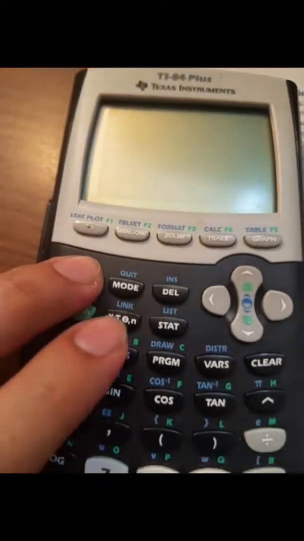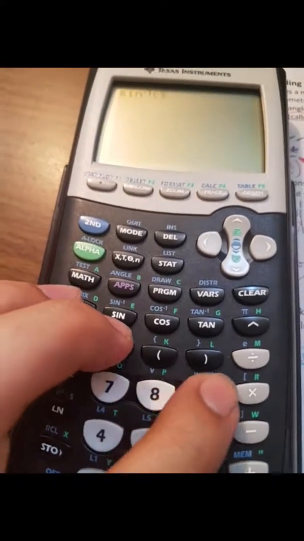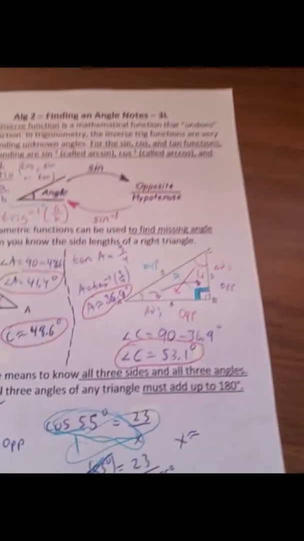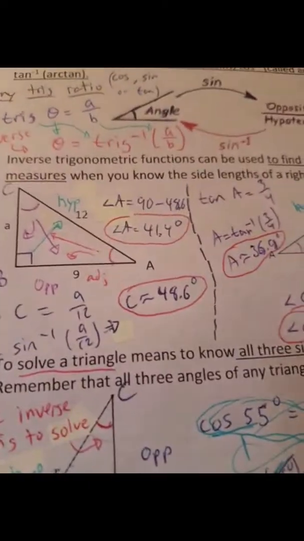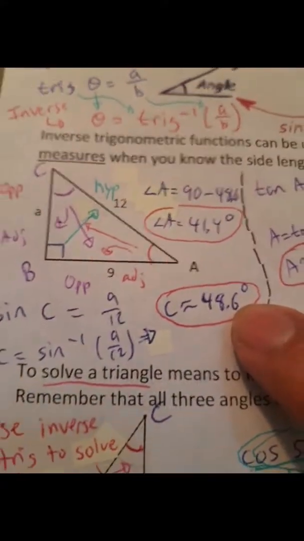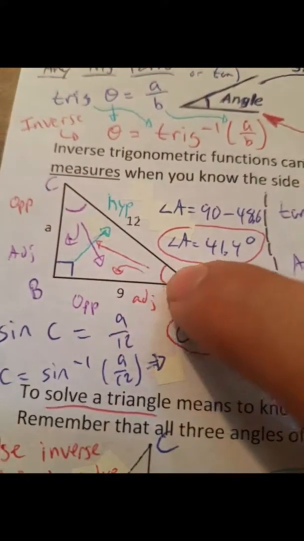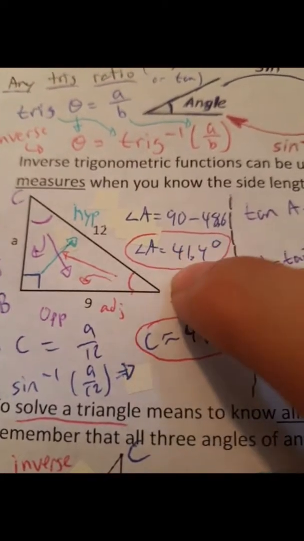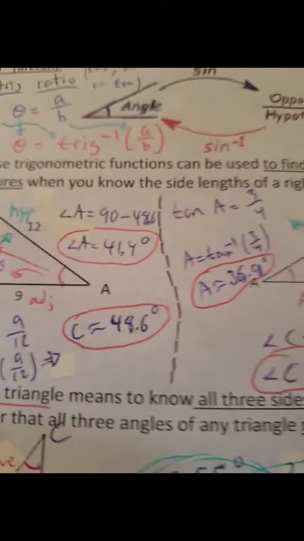In the calculator, you clear this, and then go to inverse sine of 9/12, and there you go. To the nearest tenth, 48.6. Since we got that angle, we just do 90 minus that angle to get the other one. So angle A would be 41.4.